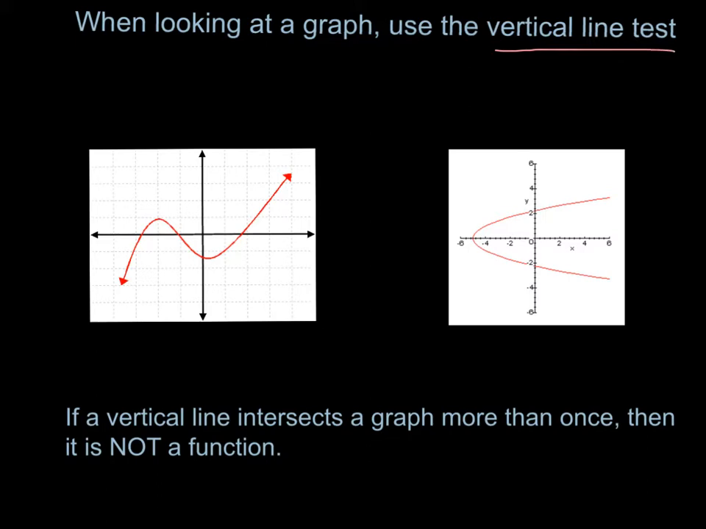The vertical line test means that you can draw a vertical line anywhere on the graph, and if it intersects at more than one place, then it's not a function. If it only intersects at one place, then it is a function.